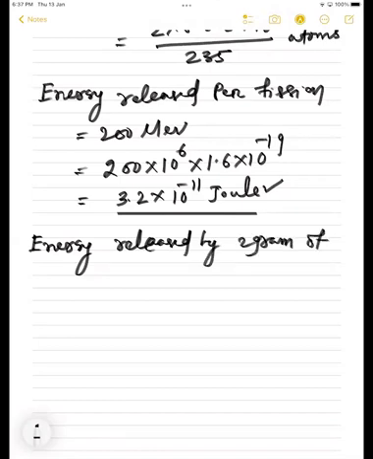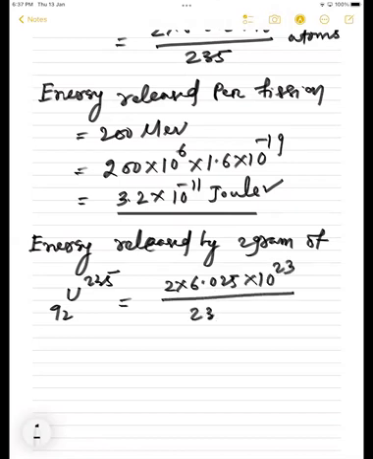Energy released by 2 gram of uranium 235 is equal to 2 into 6.025 into 10 to the power 23 divided by 235, right, into how much, students? 3.2 into 10 to the minus 11. Yes or no? Getting it now?